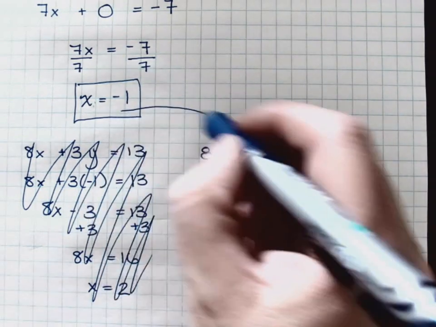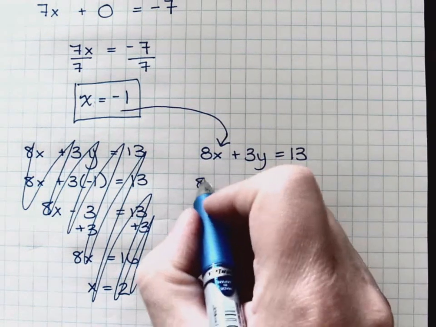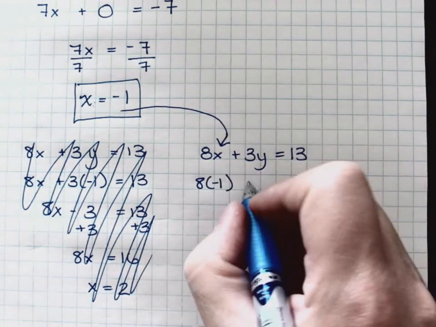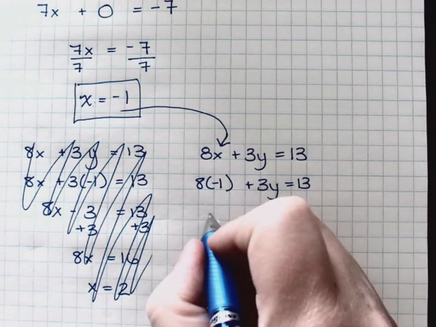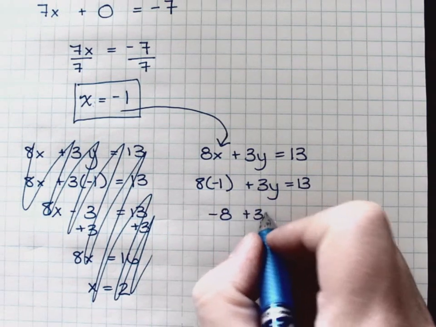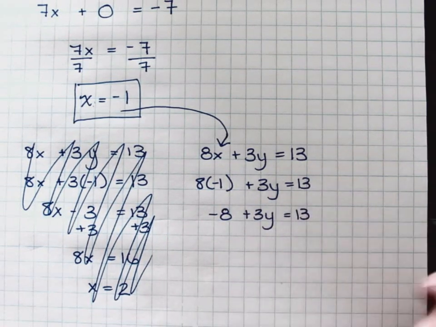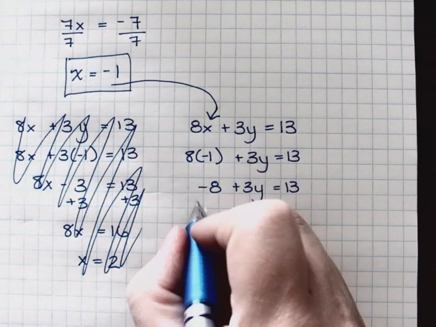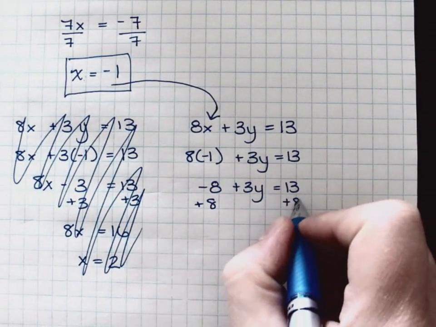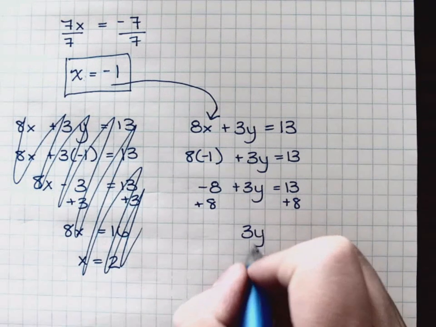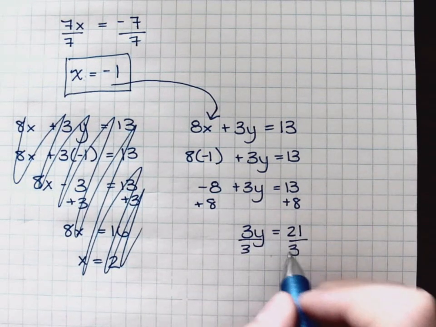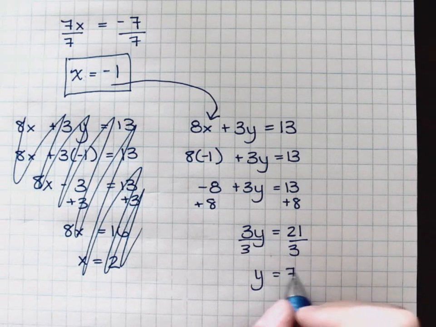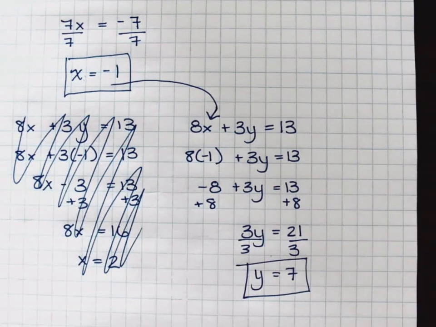All right, so I'm going to take that x and I'm going to put it in here. So I'm going to have 8 times negative 1 plus 3y equals 13. So negative 8 plus 3y equals a positive 13. I think I said negative 13. I'm going to add 8 to both sides. 3y equals a positive 21. Divide by 3. Divide by 3. Y equals 7. All right, so there's the answer to number 9.